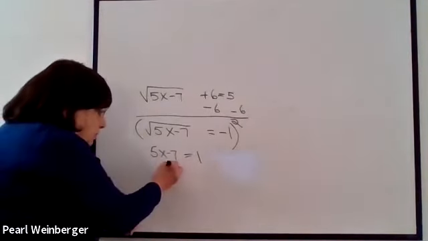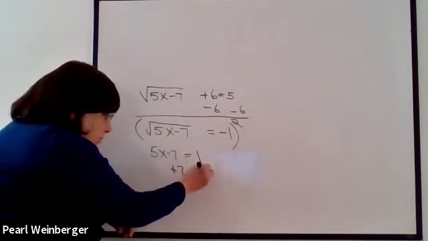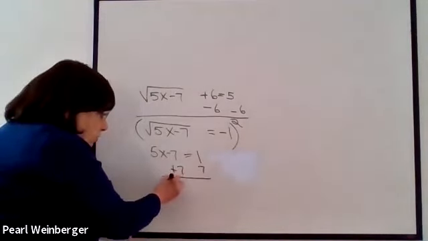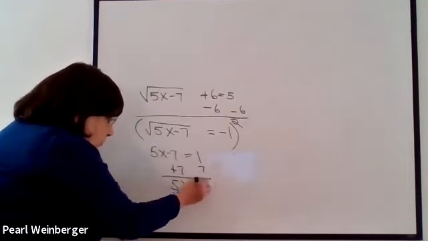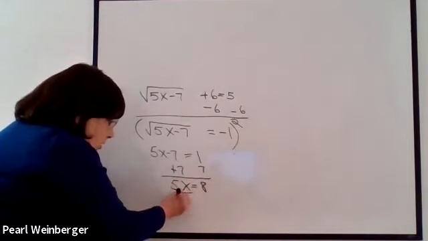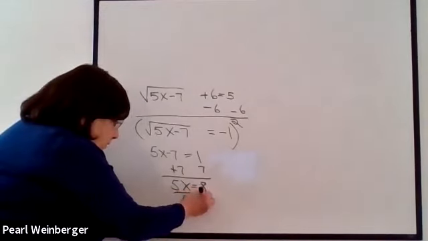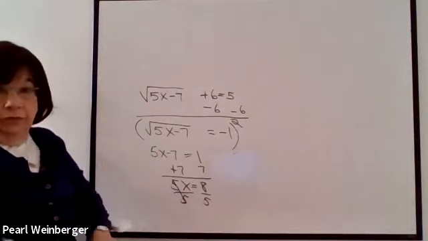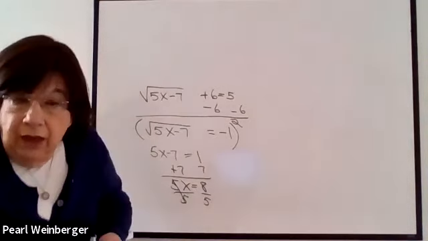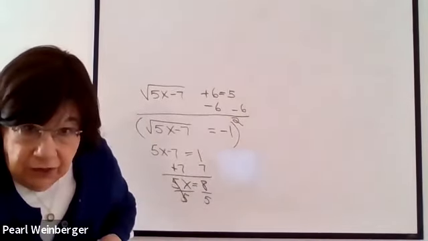And now I have to bring the 7 to the other side. So that gives me 5x equals 8. And my final answer I got was 8 over 5. And we have to now check the answer.